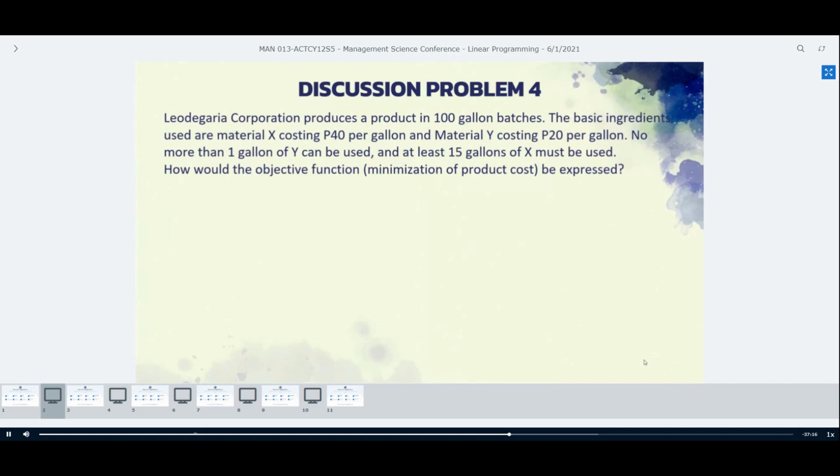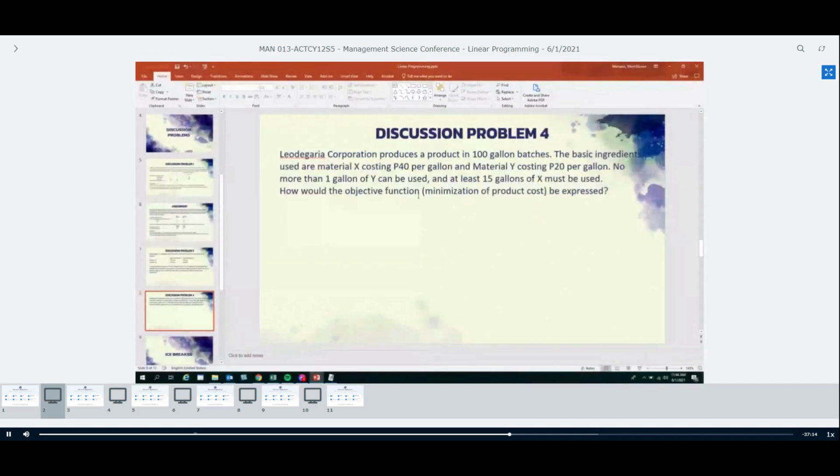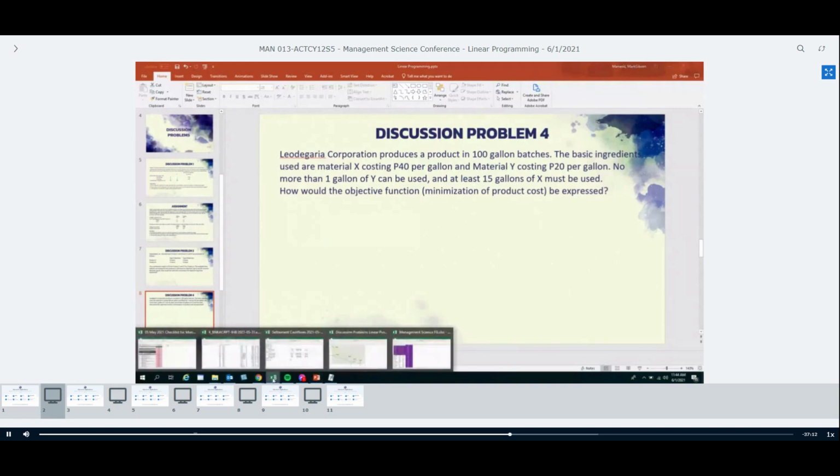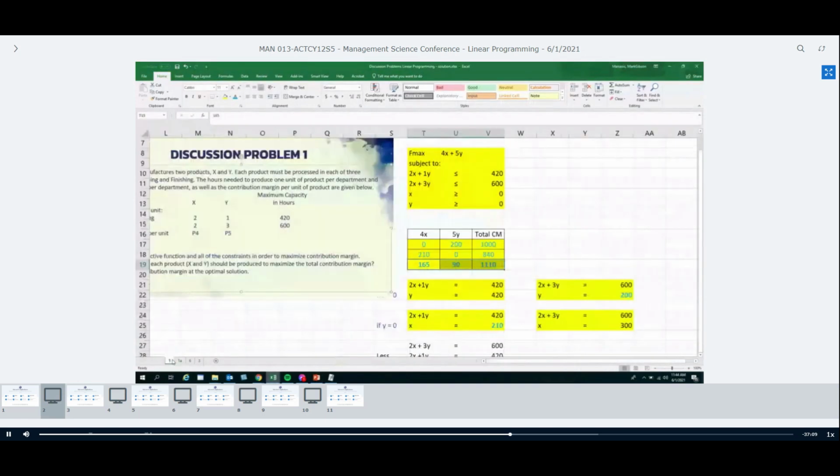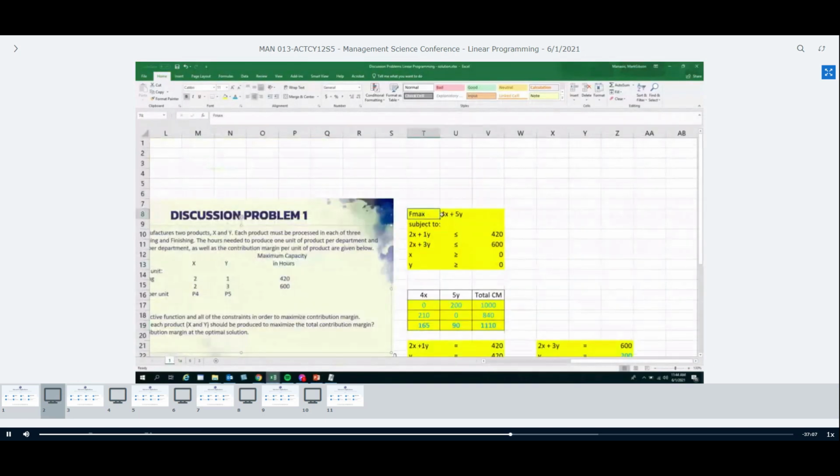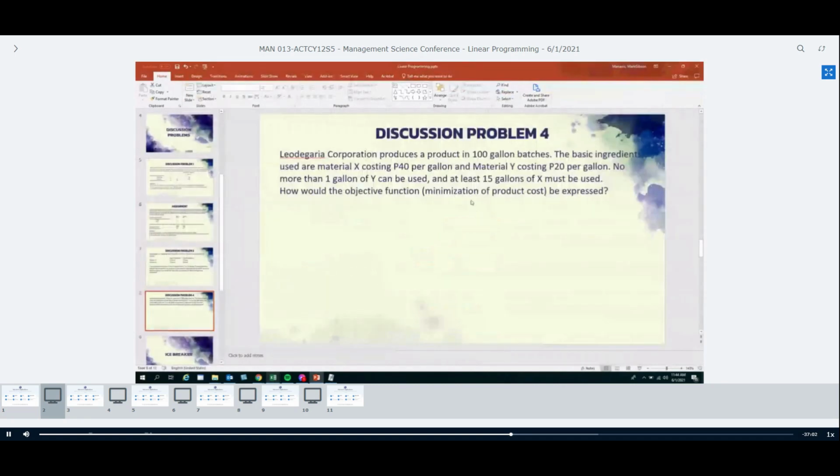So kung napapansin nyo, that's the initial step. Ano? So remember, in linear programming, that's the initial step. So that's the objective function. So in this case, minimize product cost. Given naman yung product cost natin, that's 40 per gallon and 20 per gallon for material Y. So that's 40x plus 20y. Okay? Sige.